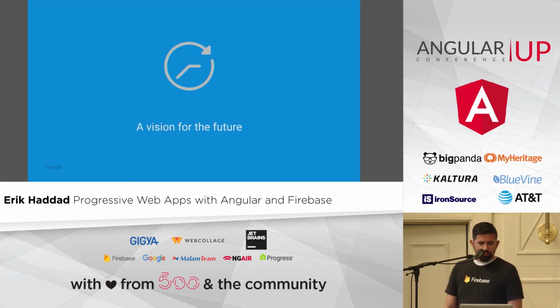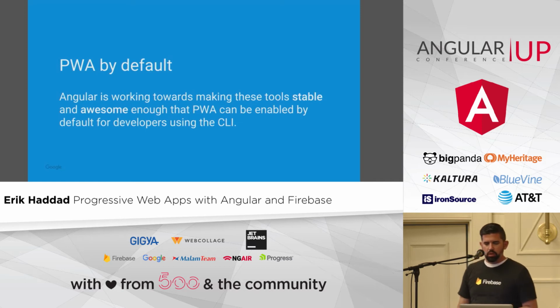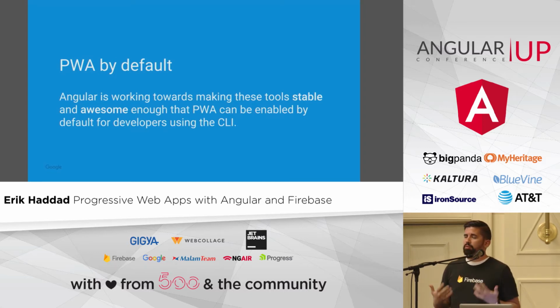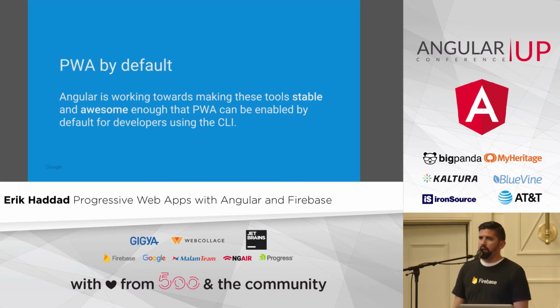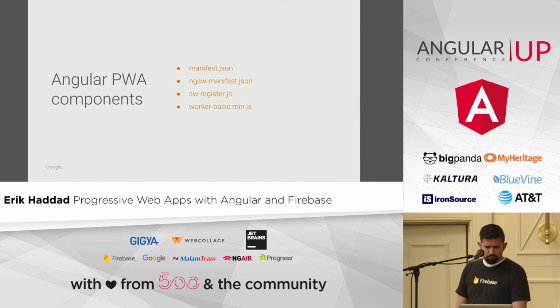So, vision for the future. As I mentioned, Angular is going to be supporting these more intimately, and your app will be PWA by default, and you won't have to do a bunch of the extra effort that's required as of right now to make your app PWA compliant. So what are the parts to this to make it work? You have a manifest.json, which I'll show you shortly, an NGSW manifest, SW register, which is straightforward, and worker basic.